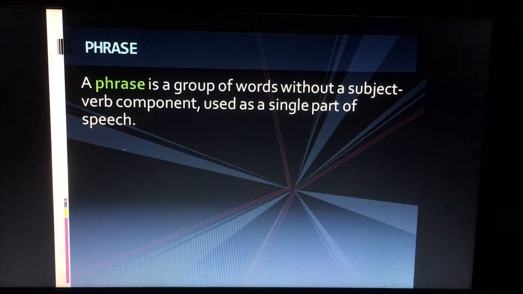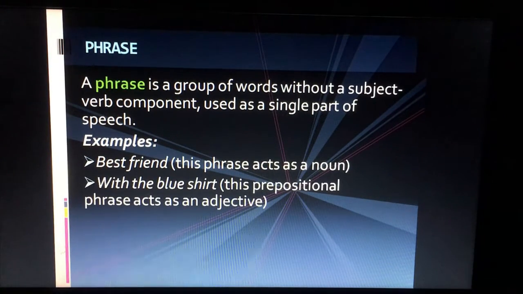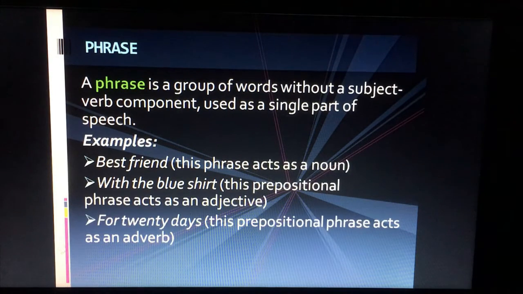Okay, so let's see. Example: best friend. Okay, best friend, a group of words which is expressing or acting like a noun. Okay, let's see another one. With the blue shirt, this prepositional phrase acts as an adjective. And the other one, for 20 days, this preposition phrase acts as an adverb.